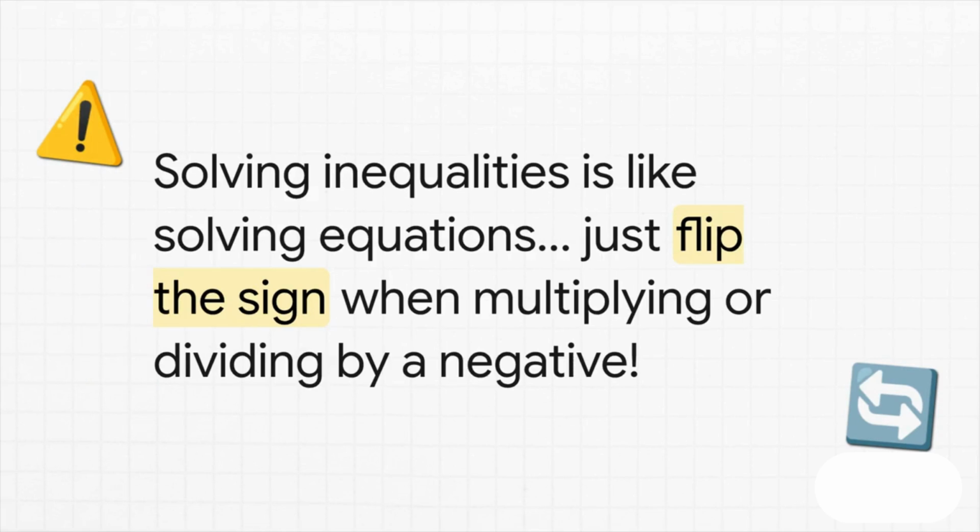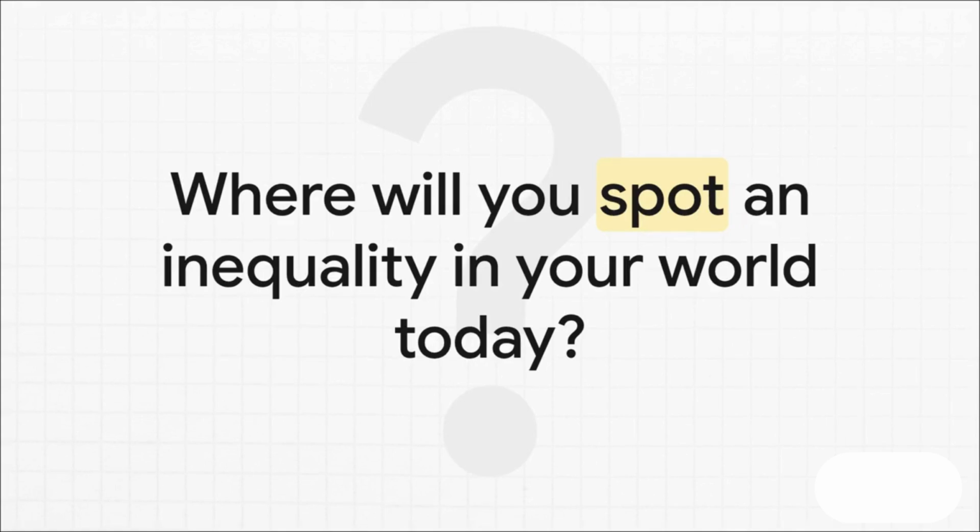Look, if you remember only one thing from this whole explainer, make it this. Solving an inequality is basically the exact same process as solving an equation. You just have that one single solitary golden rule to remember. If you multiply or divide by a negative, you gotta flip that sign. That's it. That's the whole secret. So now you've got the tools. You know the code. You can spot these things everywhere.